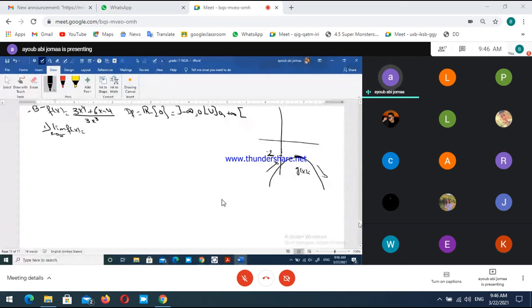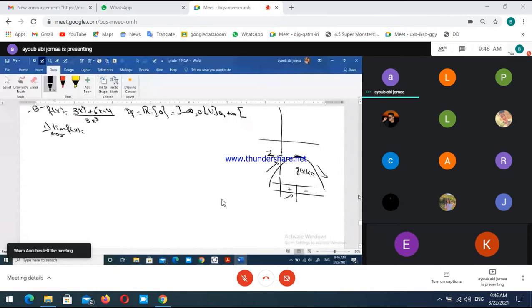So the table of variations could look like this: positive, negative, increasing, decreasing, and here some negative number. The maximum is negative so all the values will be negative, of course, because all the other values will be less than the maximum.